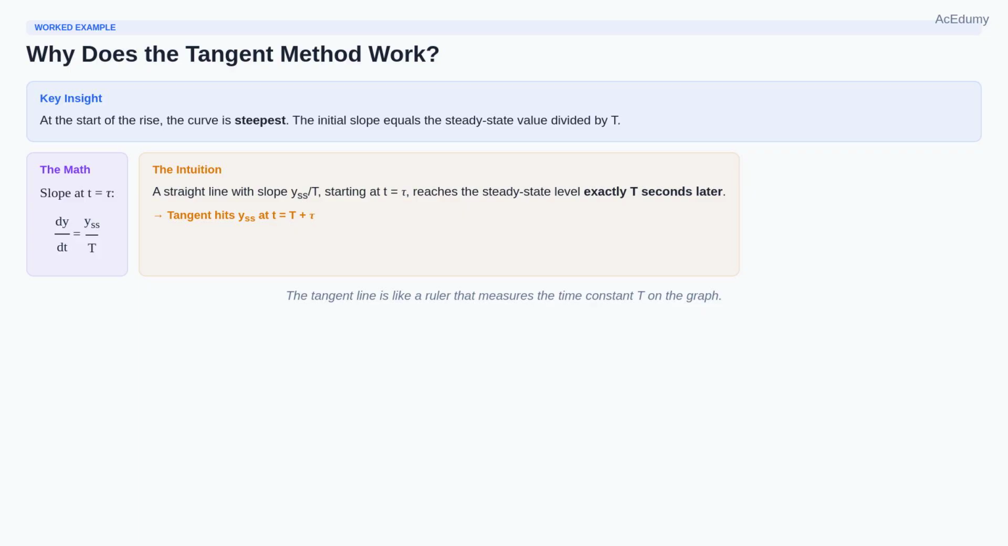Now we need to find T. We will use the tangent line method. But first, why does this work? For a first-order lag, the step response rises following an exponential curve. At the very beginning of the rise, the curve is steepest. If you draw a straight line along that steepest slope, it acts like a ruler, measuring the time constant. Mathematically, the initial slope equals the steady-state value divided by T. So a straight line with that slope, starting from tau, will reach the steady-state level exactly T seconds later. That is why the tangent line meets the steady state at time T plus tau.